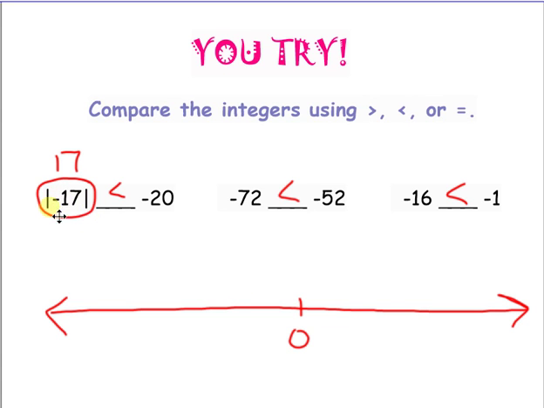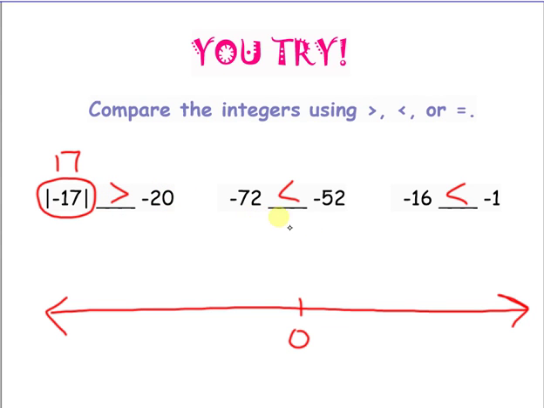So here I had the absolute value of -17. I changed it to 17. So, oops, I made a mistake. Look at that. I didn't see that -20. All right, so we have 17 and -20. Which one is smaller? -20 is smaller. So I'm going to choose the sign that has the tip pointing to the -20. And the way I read this is 17 is greater than -20.